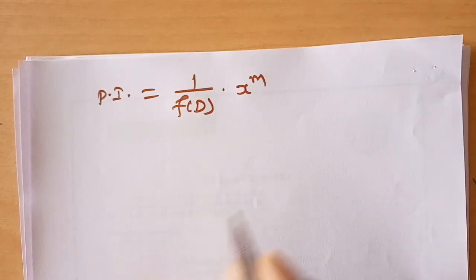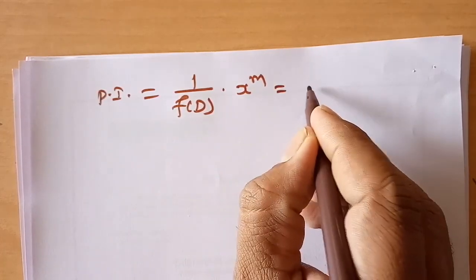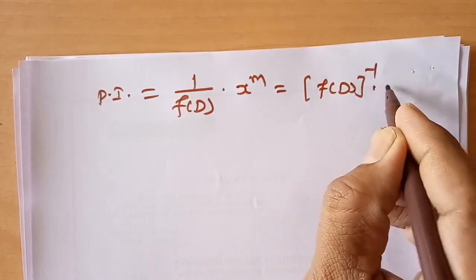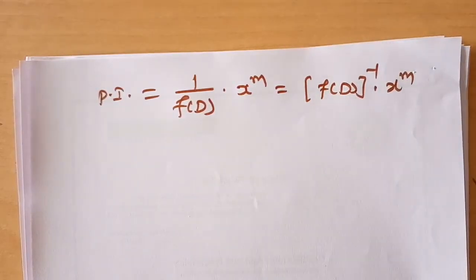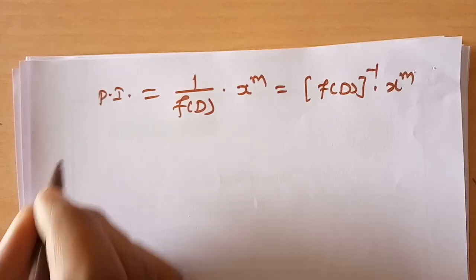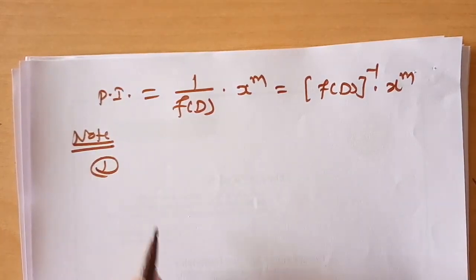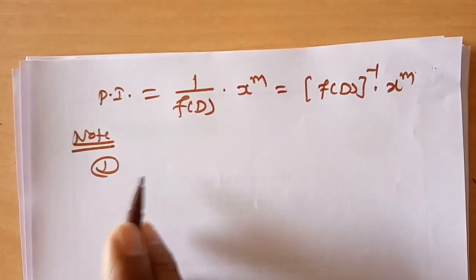Now in this case, the formula you can write here is 1 upon f of D, and we are taking the inverse of this, into this polynomial x raised to power m. But when we are solving problems under this, we have to note this. Under this section we are solving this problem.